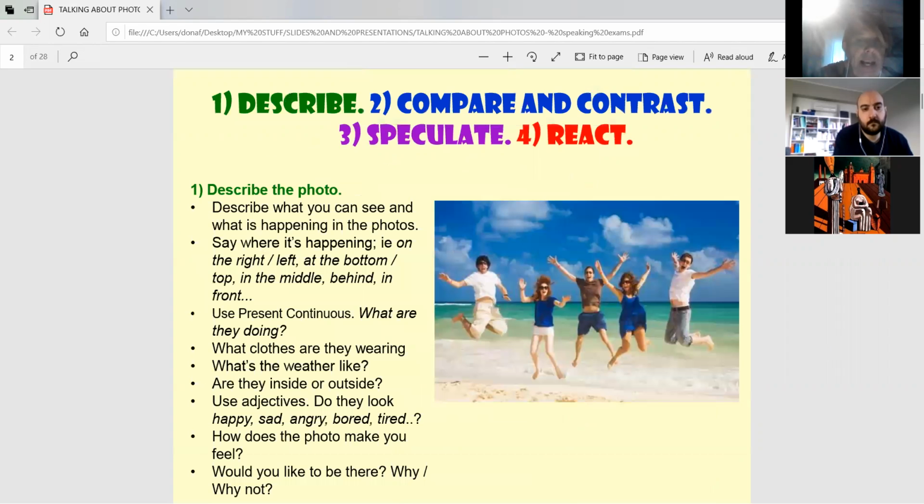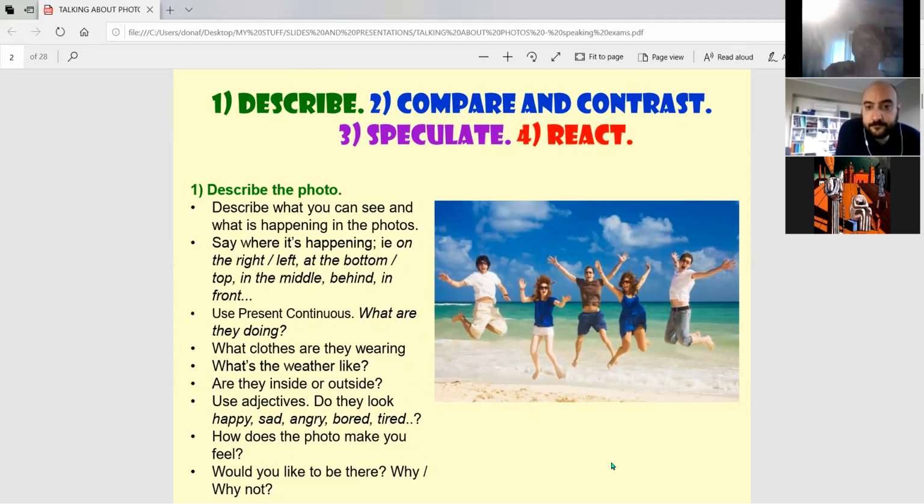Okay, can you read everything in this slide, Matteo? Yeah. Describe the photo. Describe what you can see and what is happening in the photos. Say where it's happening. On the right, left, at the bottom, top, in the middle, behind, in front. Use present continuous. What are they doing? What clothes are they wearing? What's the weather like? Are they inside or outside? Use adjectives. Do they look happy, sad, hungry, bored, tired? How does the photo make you feel? Would you like to be there?